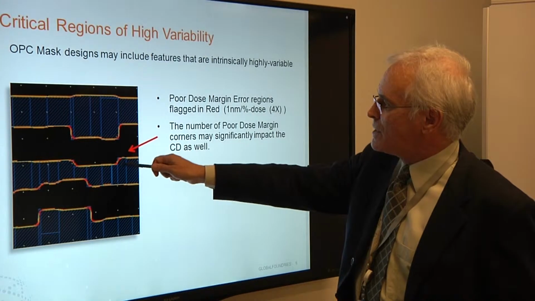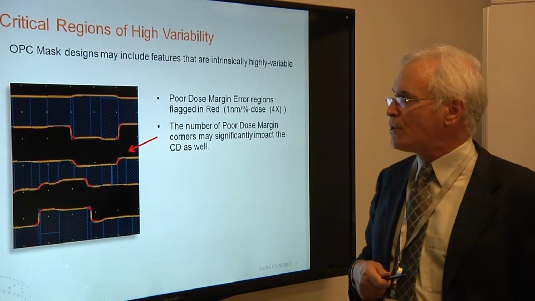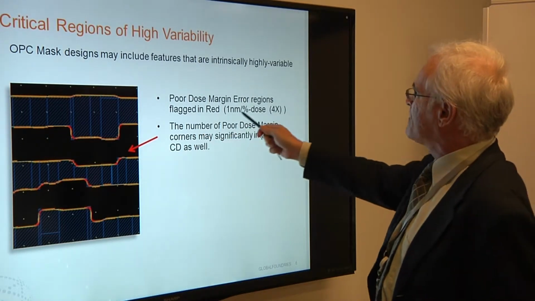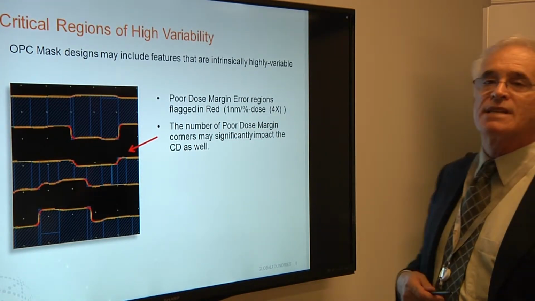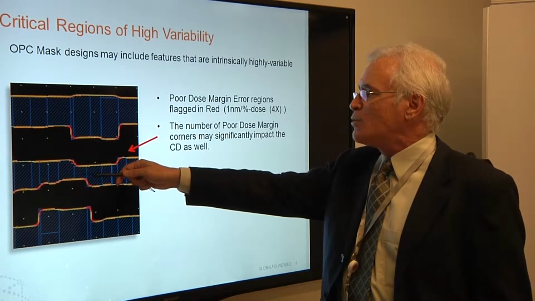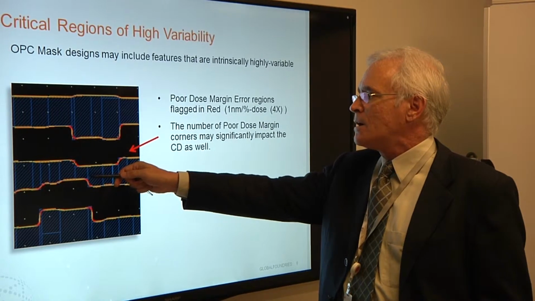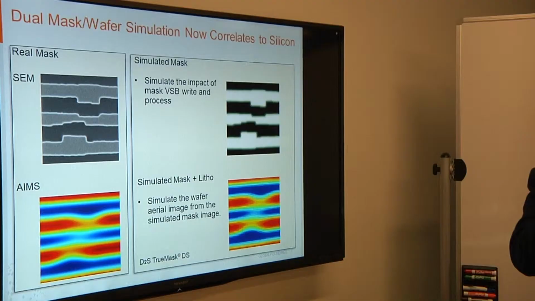You'll see that the red regions indicate where the dose slope is very poor. The red, for example, indicates where there is a 1 nanometer per 1% dose variability. So in this region, you will have a much higher variability in your wafer lithography.